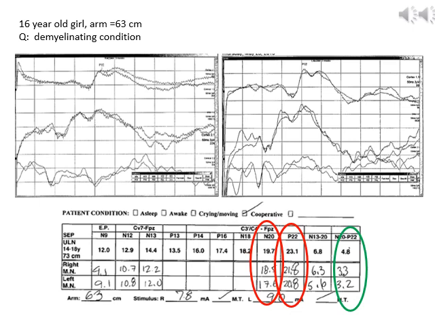Taken all together, this study would be interpreted as within normal limits bilaterally. And so all of the absolute values for all of our important peaks are within normal limits.